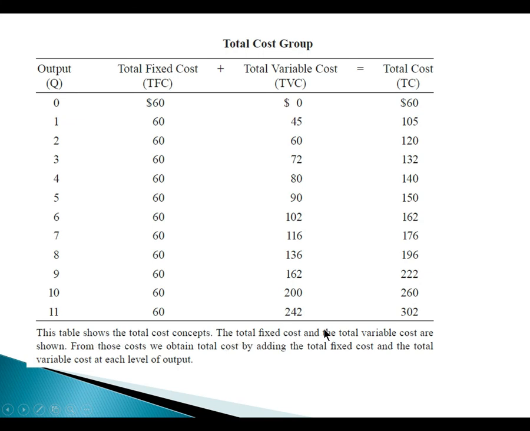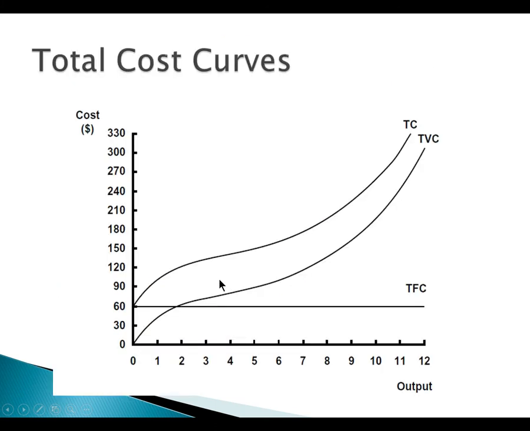The total fixed cost and the total variable cost are shown. From those costs, we obtain total cost by adding the total fixed cost and the total variable cost at each level of output. Guys, this is the total cost behavior. As we saw, if we are producing zero output, 1, 2, 3 or up to 11 or 12 output, the $60 remains fixed for all amounts of output. So this function is the total fixed cost function.